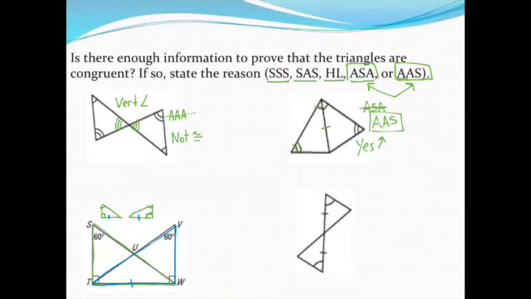Once again, I have 2 angles marked and a side. This is definitely not HL because I don't have the hypotenuse. Once again, this is an example of angle, angle, side. I have 2 angles marked and the side that's not in between them.